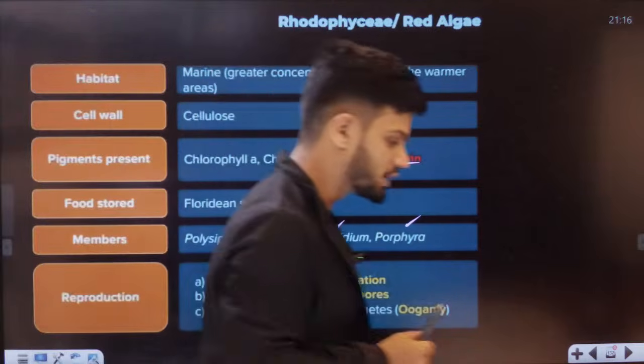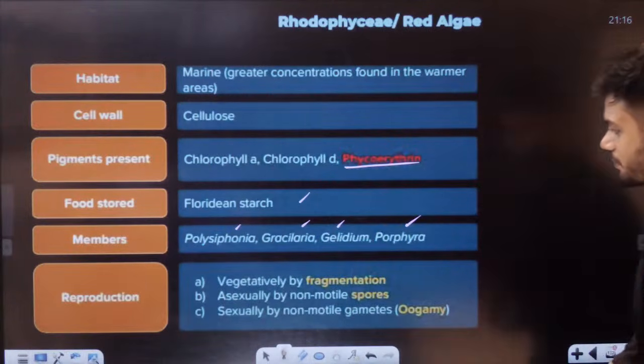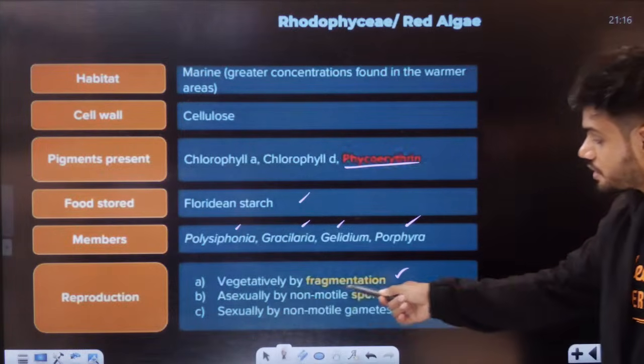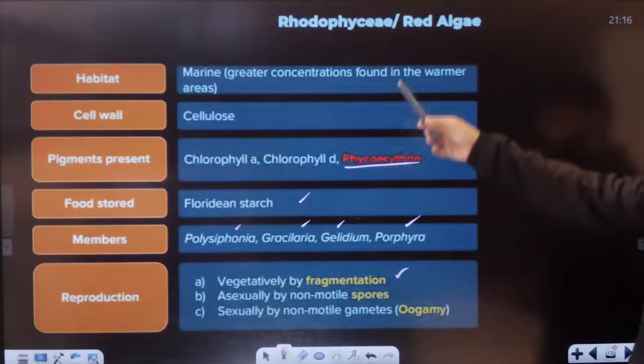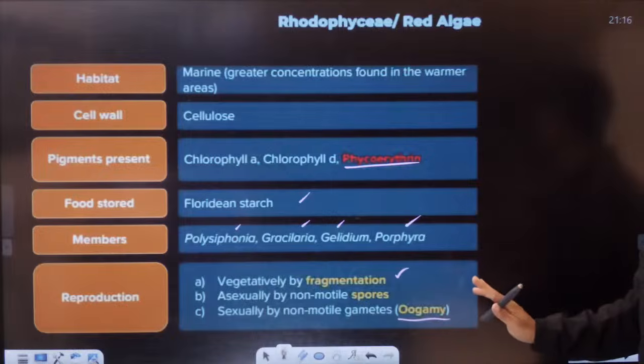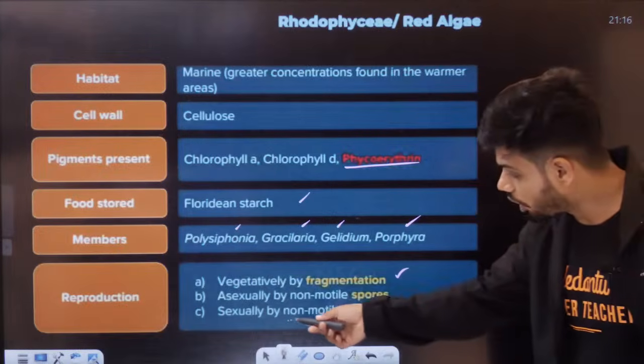Fragmentation, asexual by non-flagellated spore, but in the case of Rhodophyceae, we can only see oogamy here, only oogamy, students, and here non-motile.